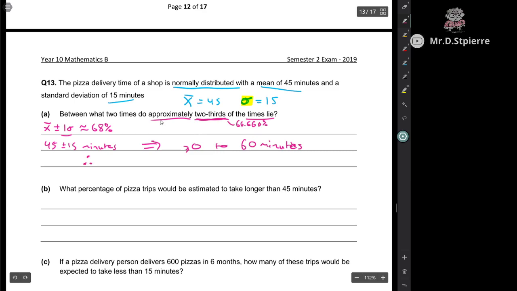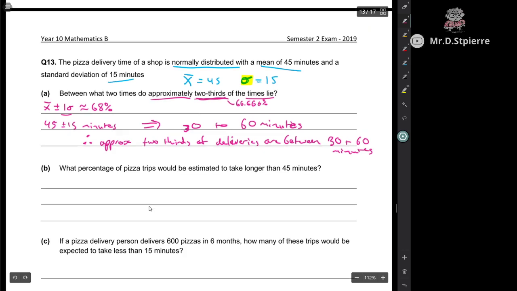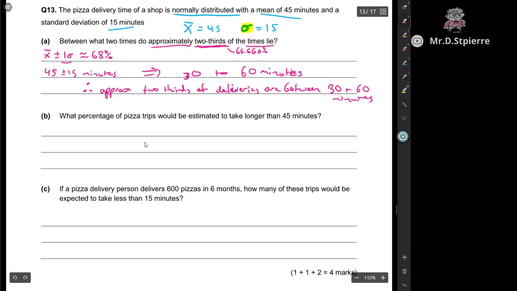So therefore, it's a worded question, so try and answer with a worded response to make sure you're answering the question properly, because some people forget to actually explicitly answer the question. Approximately 2/3 of deliveries is between 30 and 60 minutes. Done. What percentage of pizza trips would you estimate to take longer than 45 minutes?